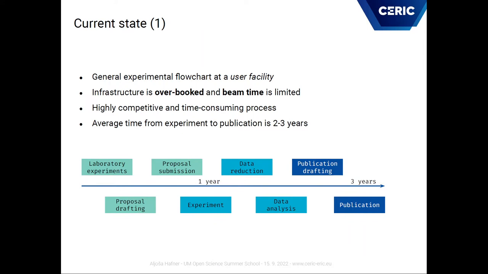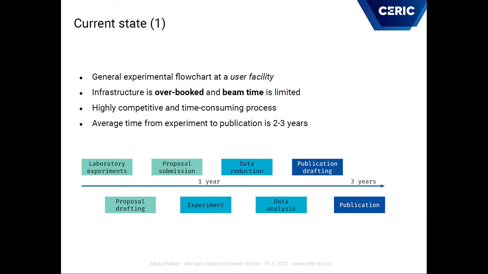Here I'm showing a general experimental flowchart at a user facility. The users are your professors, right, in universities. We call them users, but mostly this is the professor and their students, right? They will basically perform various experiments in their laboratory. And then when they find out that their devices aren't sufficient anymore, and that they are on the verge of something a bit bigger, they will try to use our infrastructure in order to get those results and then analyze them. From the start of the idea to actually performing an experiment, there is usually at least 1 year of time. At least 1 year passes before someone can actually come to a facility and perform the experiment.